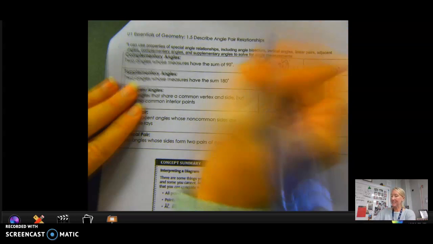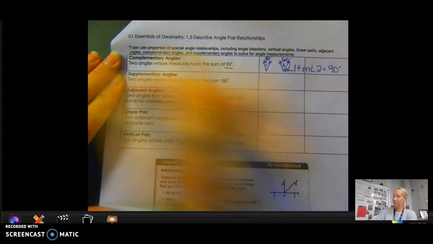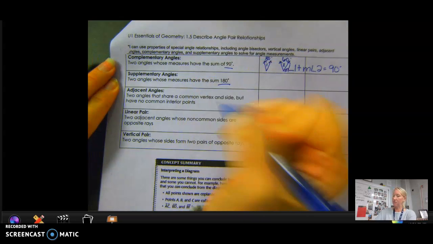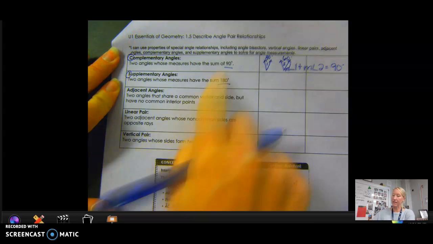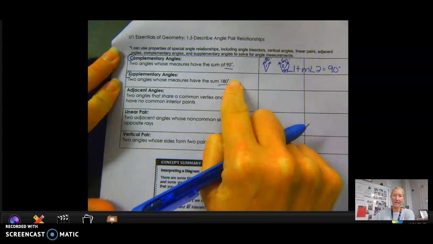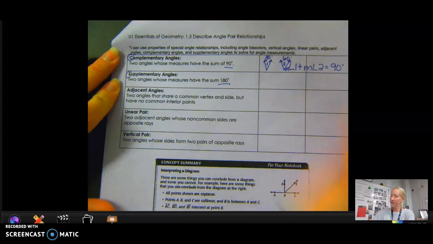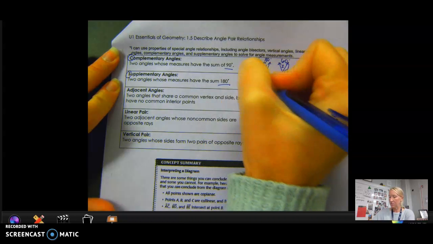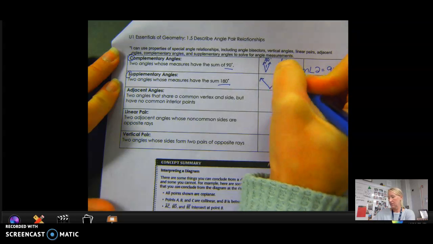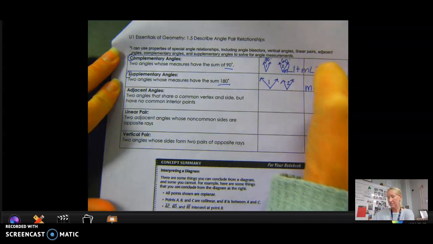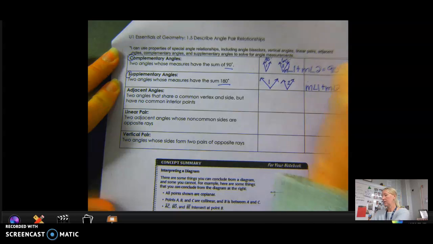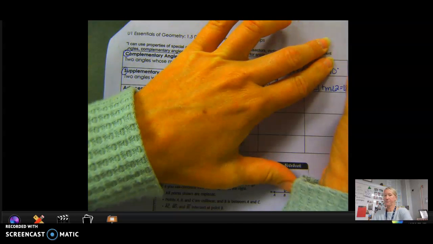So complementary is 90, but then we have supplementary, which is 180. The way that I remember this is C comes before S in the alphabet, just like 90 comes before 180. Okay, so supplementary angles would be two angles that add up to 180. So the measure of angle 1 plus the measure of angle 2 equals 180 degrees.